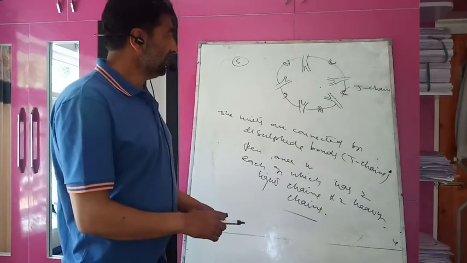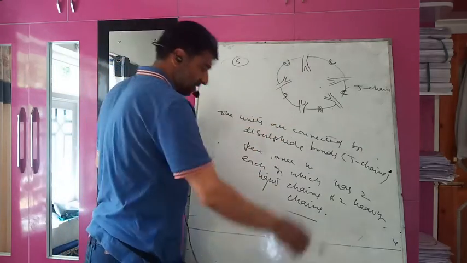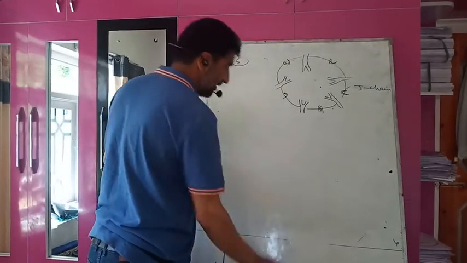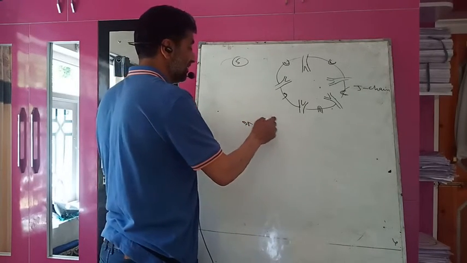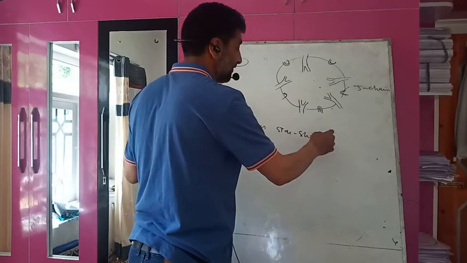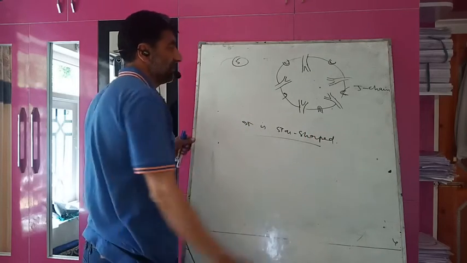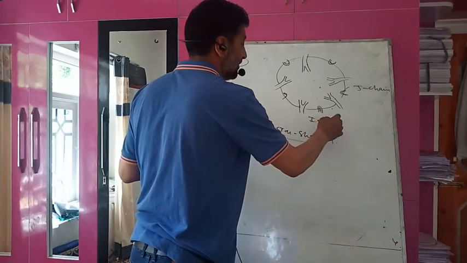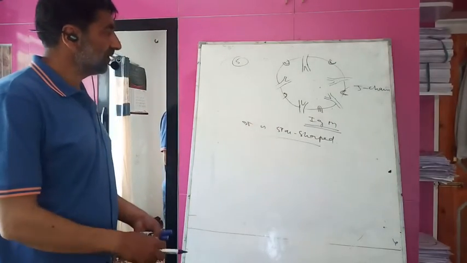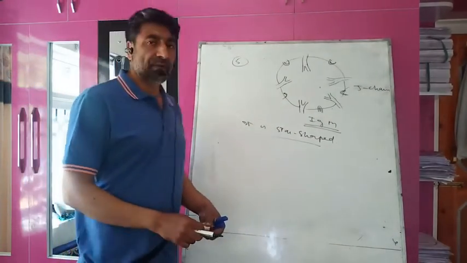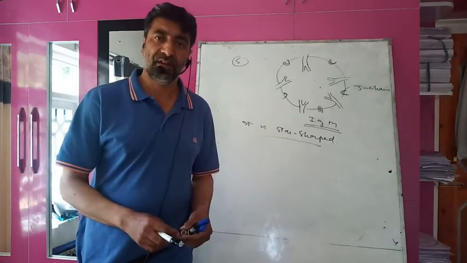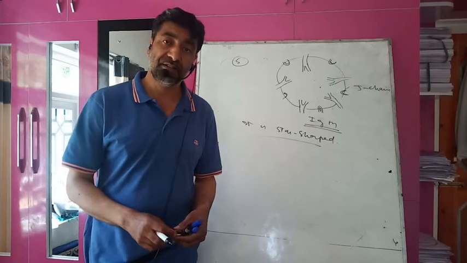Okay, this shape is called star shape. In IgM antibody, it is star shaped. Got it? IgM antibody is the largest antibody. It's 5 times larger than IgG.